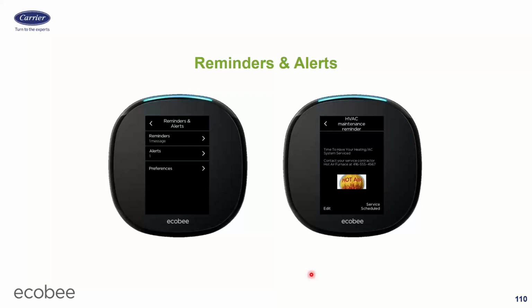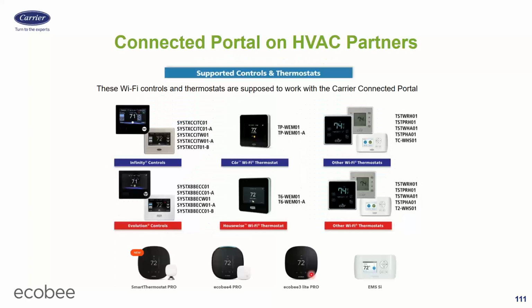However, if you're a Bryant dealer or if you're a Carrier dealer, you don't want to do it that way. Instead, you want to do it on the Bryant Carrier portal instead of the Ecobee contractor portal. Why would we want to do that? Well, on the Ecobee portal, you will only see Ecobee thermostats as a contractor. But on the Carrier and Bryant portals and HVAC Partners, you will see Ecobee thermostats, plus you will see Infinity and Evolution thermostats, plus you will see Housewise and Core thermostats.